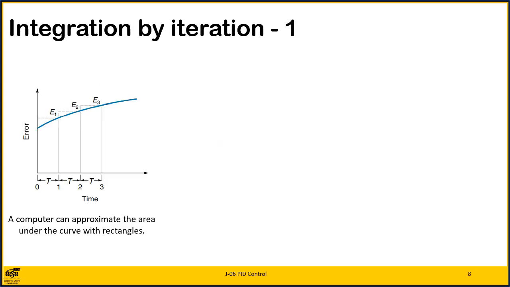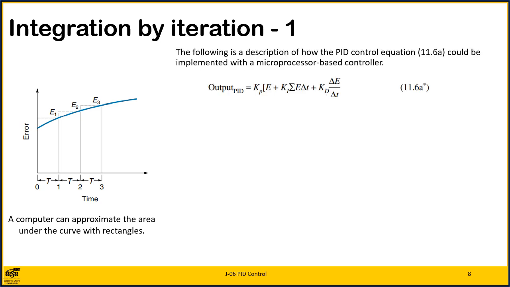This diagram shows a sample error versus time curve. The following is a description of how the PID control equation 11.6a could be implemented with a microprocessor-based controller. The first term inside the brackets of the PID equation is simply the error E.